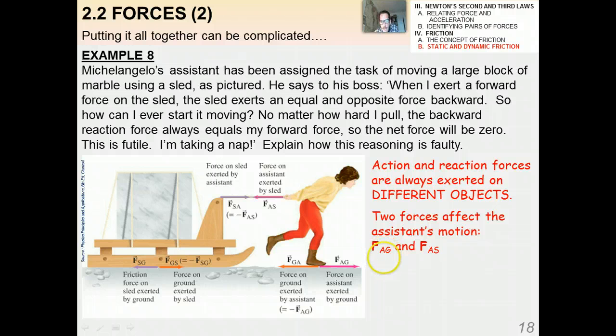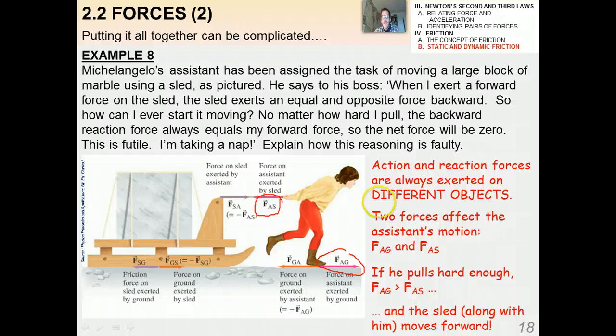F sub AG, okay, which is the force on the assistant exerted by the ground, which is right here, okay? And F sub AS, which is the force on the assistant exerted by the sled right here. As long as F sub AG is greater than F sub AS, the whole thing is going to accelerate forwards, okay? So notice that you have actually in this diagram, what's been shown is three different action-reaction pairs by Newton's third law. If he pulls hard enough, again, this vector will exceed the magnitude of this vector, and the sled along with him moves forward, okay?